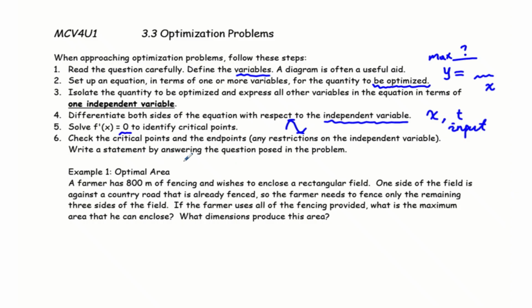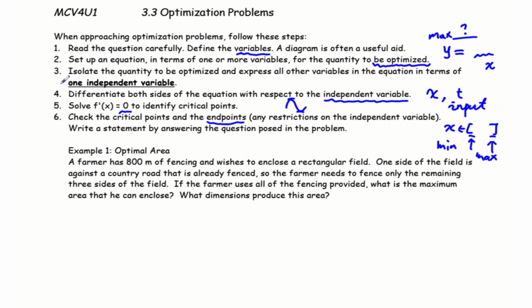Then we check those critical points and also the endpoints to determine the global maximum and global minimum. We also need to consider the endpoints, if there are any restrictions for the independent variable. So x belongs to an interval, and these two numbers, the maximum and minimum of the interval, we call the endpoints. Then don't forget, last but not least, write a statement. Now we are going to look at one example to follow these steps.